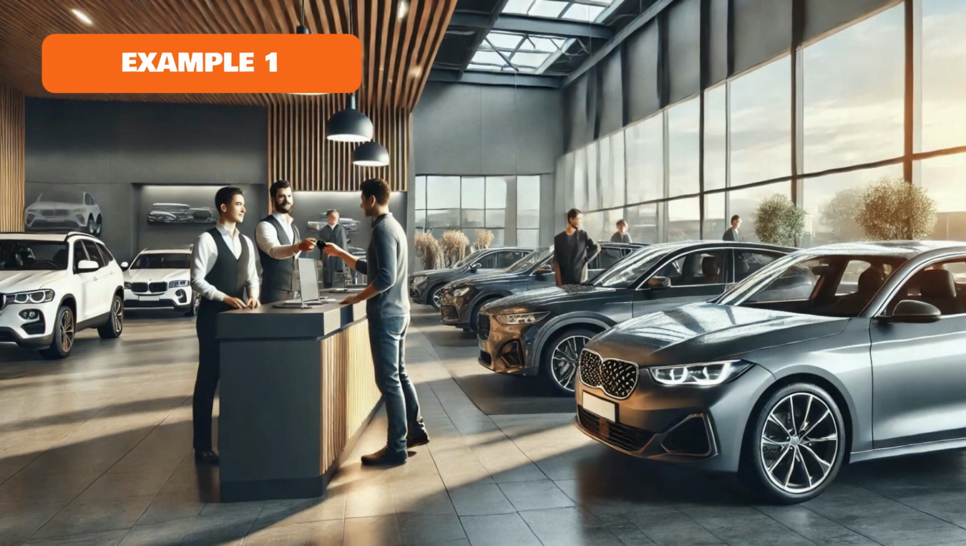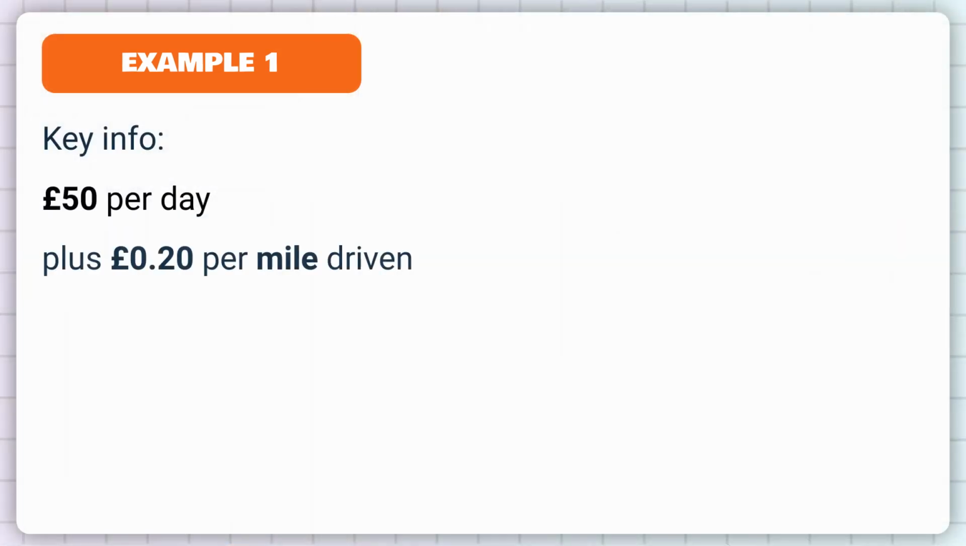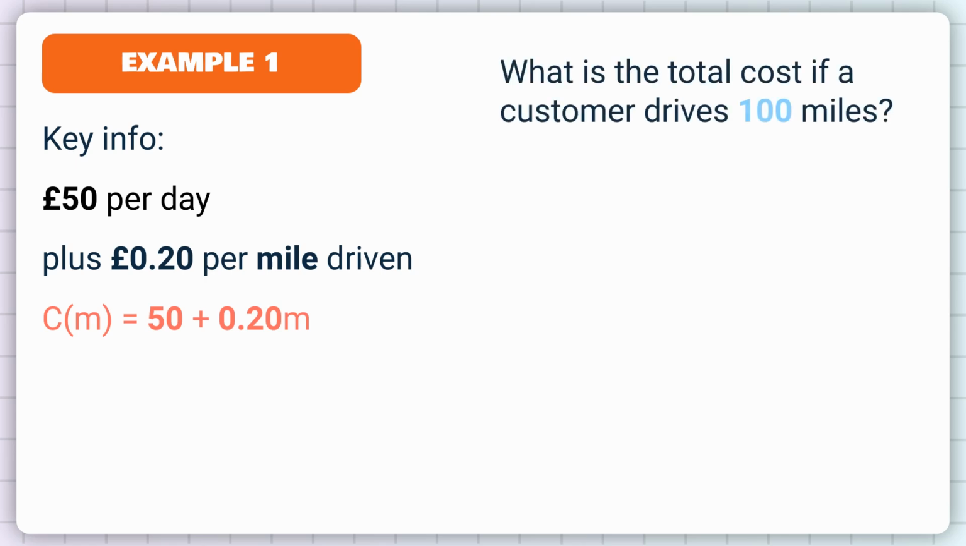Imagine you're running a car rental service, and you charge a fixed fee of £50 per day plus 20p per mile driven. We can use a function to describe the total cost, c, given the number of miles driven, m. Here, c is the total cost, and m is the number of miles. Let's use this function to solve a problem. What is the total cost if a customer drives 100 miles?